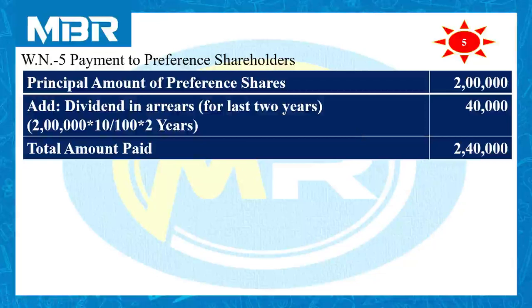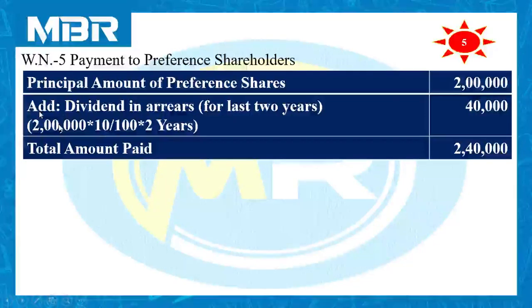As per the information available to us in additional information, dividend on these preference shares are outstanding for the period of last 2 years, and these preference shares are cumulative preference shares. It means in addition to the principal amount of preference share capital, we need to pay them additional amount for outstanding dividend for last 2 years.